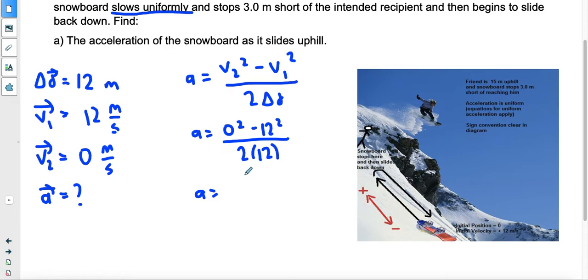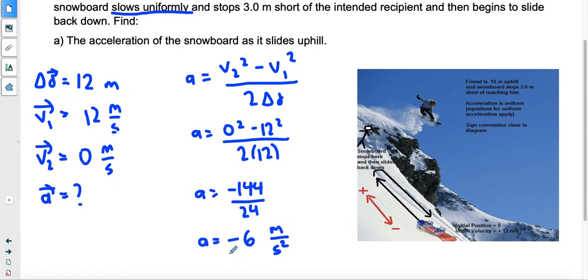0 squared, that's just 0. Okay, 12 squared, that's 144. 0 minus 144 is negative 144. 2 times 12 is 24. And we want to divide that to get the acceleration. And negative 6. And here, the units are going to be meters per second squared. And there you go.